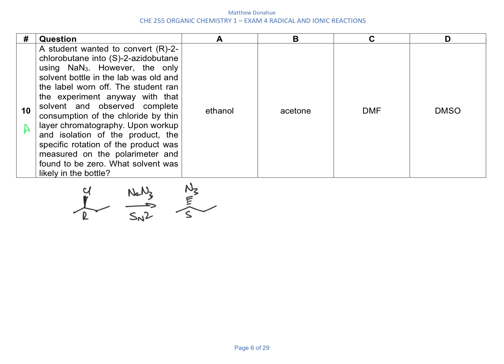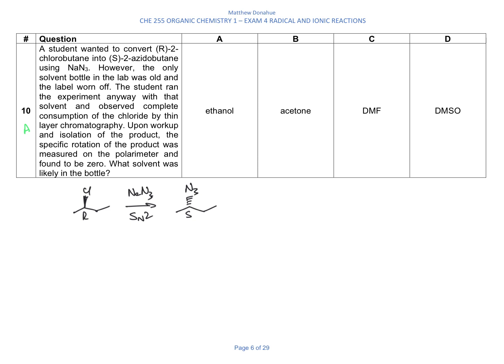The prompt says there's a solvent bottle in the lab, but the label was worn off. The student ran the experiment anyway. They analyzed it in process using thin layer chromatography. The chloride was fully consumed and a new product was formed. After the product was isolated, it was measured in a polarimeter and found to be 0. So what is the solvent?